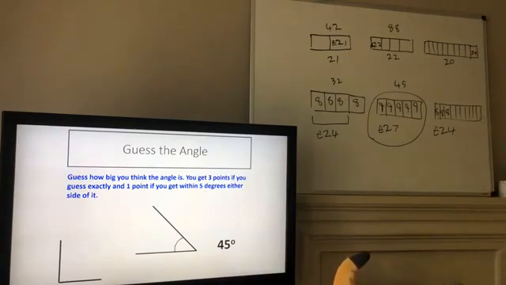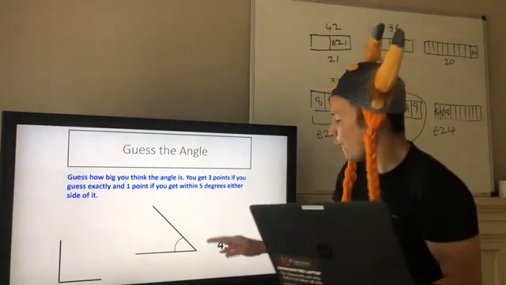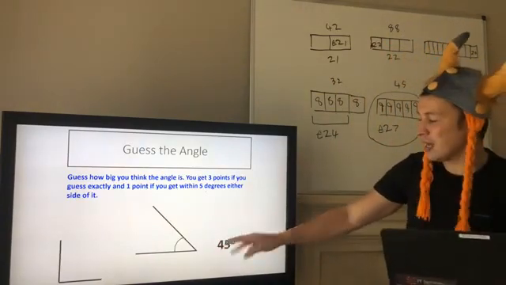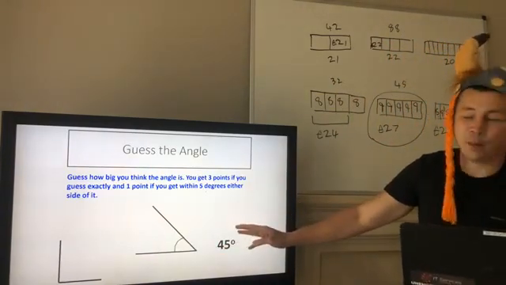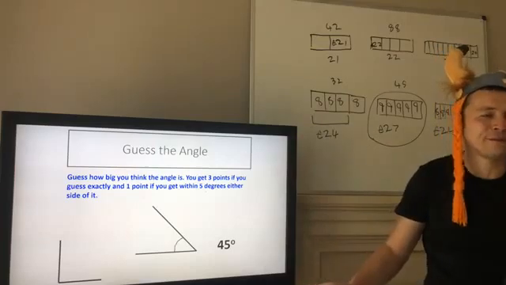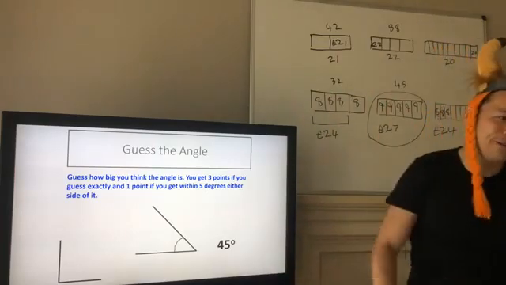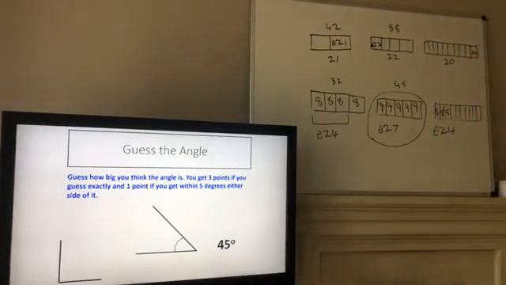Wow, lots of 5-pointers there. So if you got 40 degrees, you still get 1 point. If you get 50 degrees, you still get 1 point. Anything in between 40 and 50, you get 1 point. If you got 45 degrees, 5 points. What do you get there?